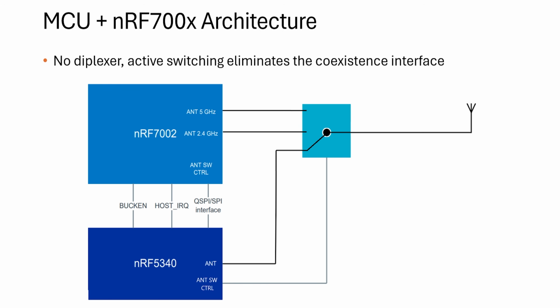Here we have another example where we're using a switch, but this switch has 3 inputs and 1 output to the antenna. So here we're switching between 3 different interfaces actively using a switch control, which is controlled by one of the IOs on one of these 2 chips. So you can have the microcontroller run the control, or you can have the NRF 7002 run the control. But in this example, we're basically switching between the 2.4 gigahertz interface on either of these 2 chips, or we can use the 5 gigahertz interface. And this allows us to implement full time division multiplexing across all 3 of these interfaces.